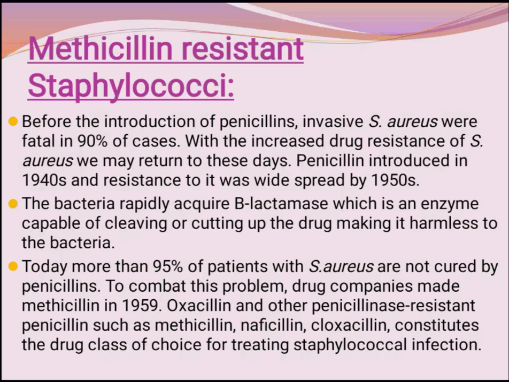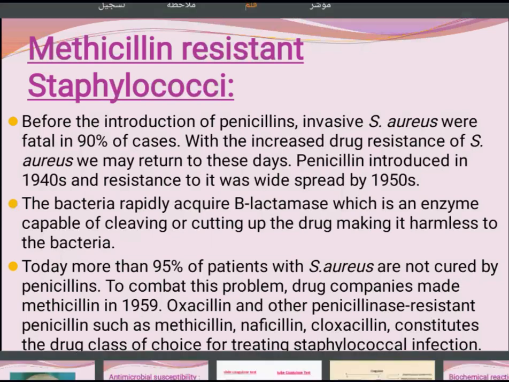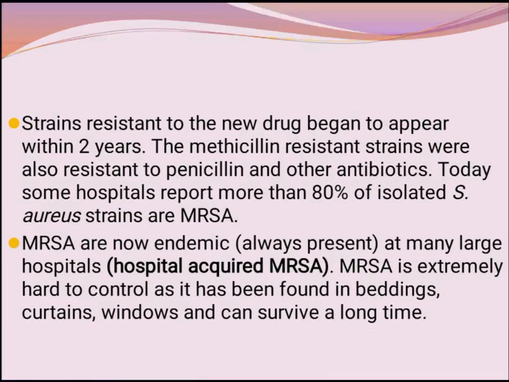And to combat this problem, as we mentioned, the drug companies made methicillin, oxacillin, and other penicillinase-resistant penicillins. They became the drug class of choice for treating staphylococcal infections. Even to these antibiotics, resistance to the new drug began to appear within 2 years of their introduction. The methicillin-resistant strains were also resistant to penicillins and other antibiotics. Today, some hospitals report more than 80% of isolated Staphylococcus aureus strains as MRSA. MRSA means methicillin-resistant Staphylococcus aureus.